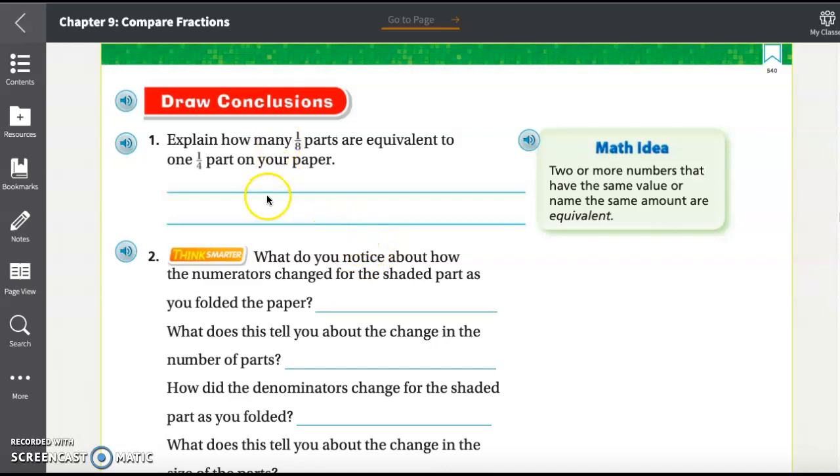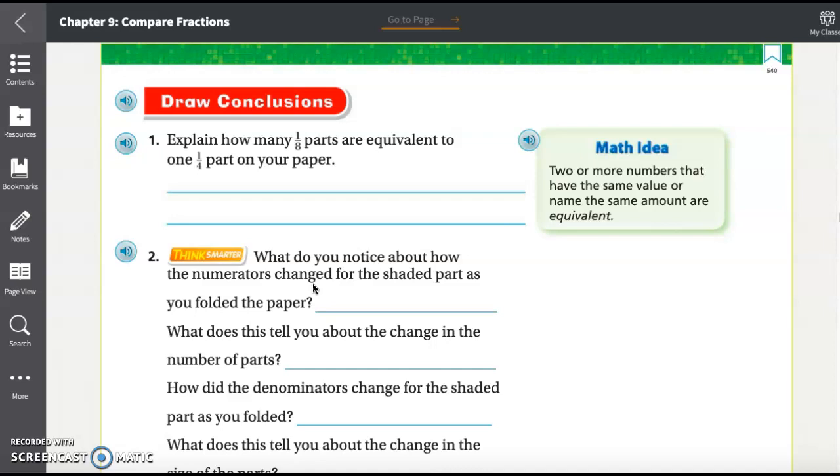The draw conclusions page and the make connections section at the bottom both go with the paper in the first activity that you should still have, okay? So if you do not have it, you need to go back and do it again because it's going to help you understand this part, okay?